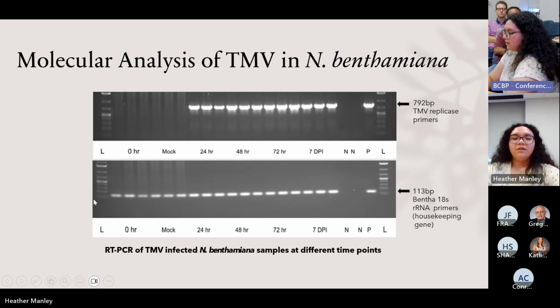And then here, this bottom one, it's the 18S primer. It's basically an internal control. So all the bands are supposed to come out. It just serves as an internal control.